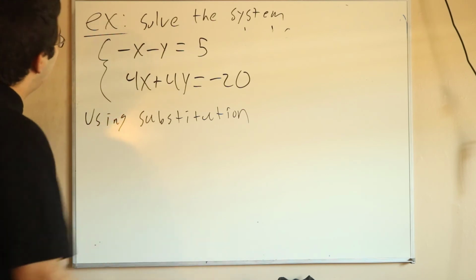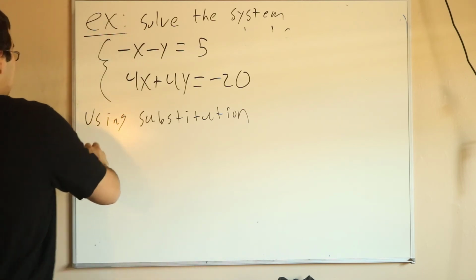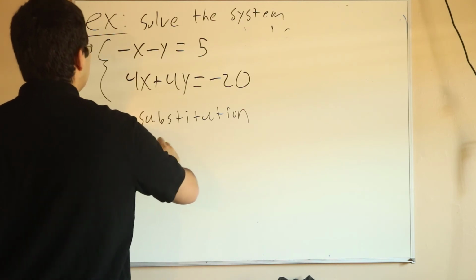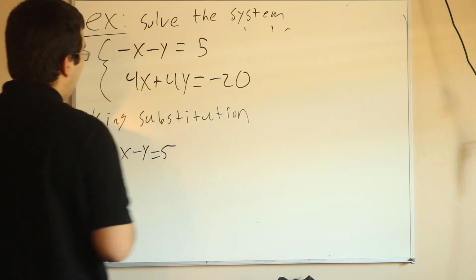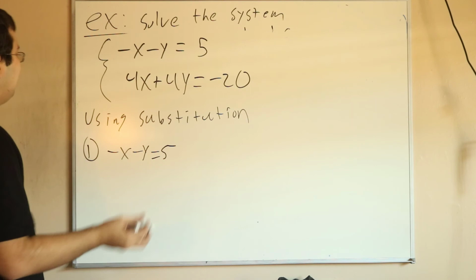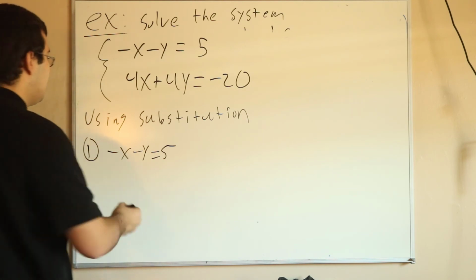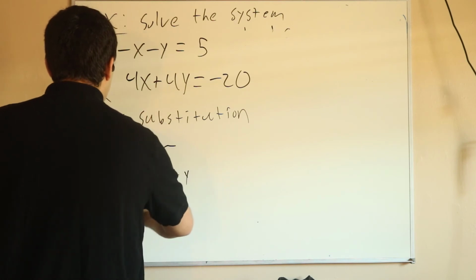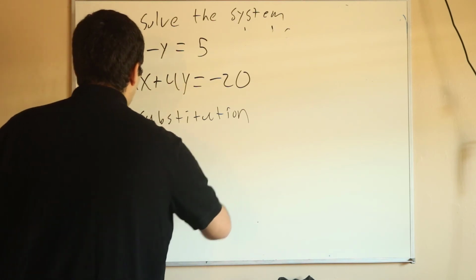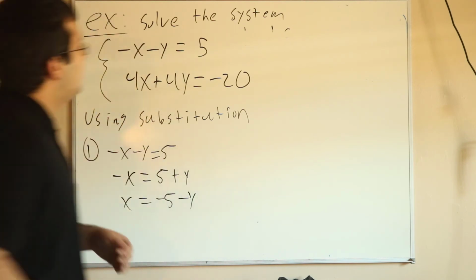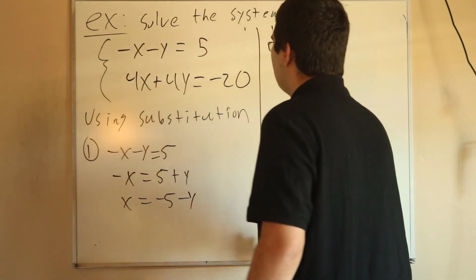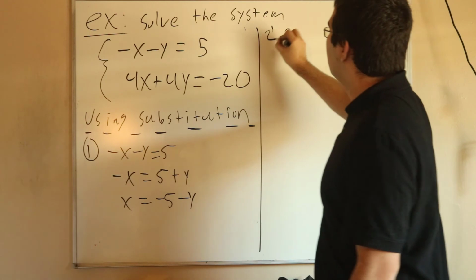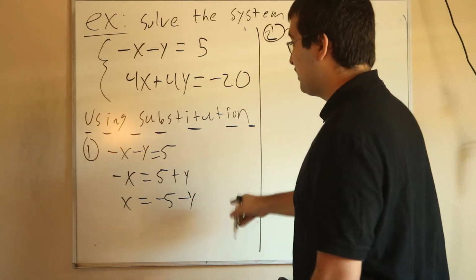All right. So again, first step, take an equation, solve for the variable. So I'll take that top one, minus x minus y equals 5, and I'll solve for the x variable. Why not? So I'm going to get minus x equals 5 plus y. So x equals minus 5 minus y. Beautiful. All right. Second step. Let's go ahead and substitute.